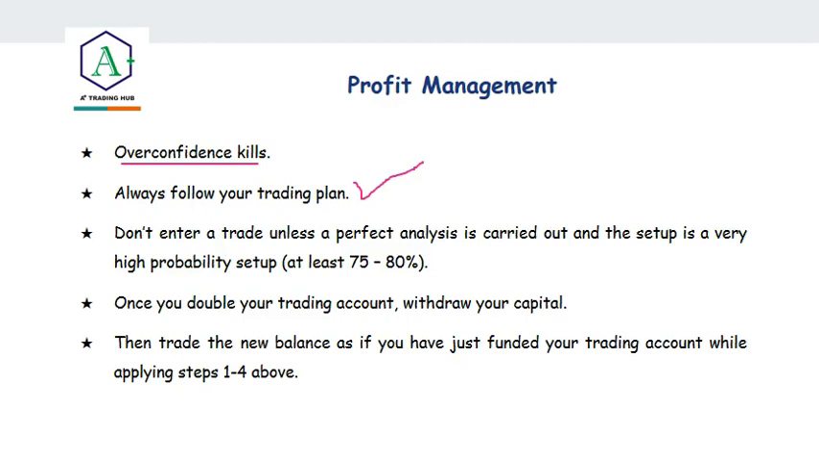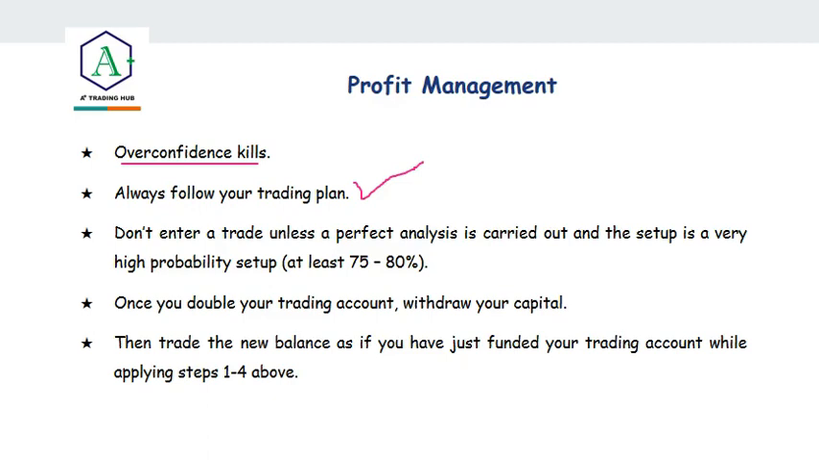For example, let's say your trading plan says you should be trading only London and New York session, and maybe you woke up at night during the Asian session, you see a very nice and sweet trade setup. You don't take it because it's not according to your trading plan. Your trading plan was London and New York. So even if you see a good setup at the Asian session, you should not trade it. You need to be very disciplined with your trading plan.